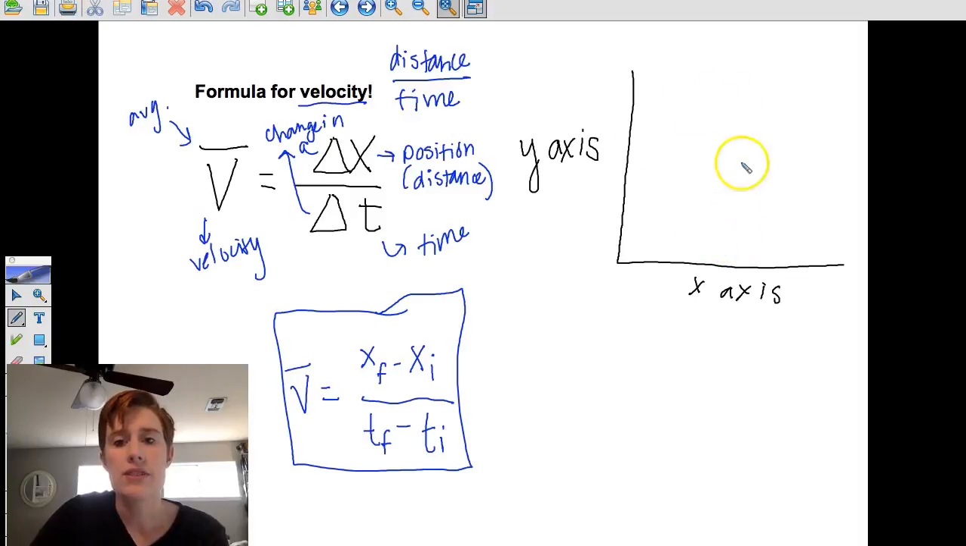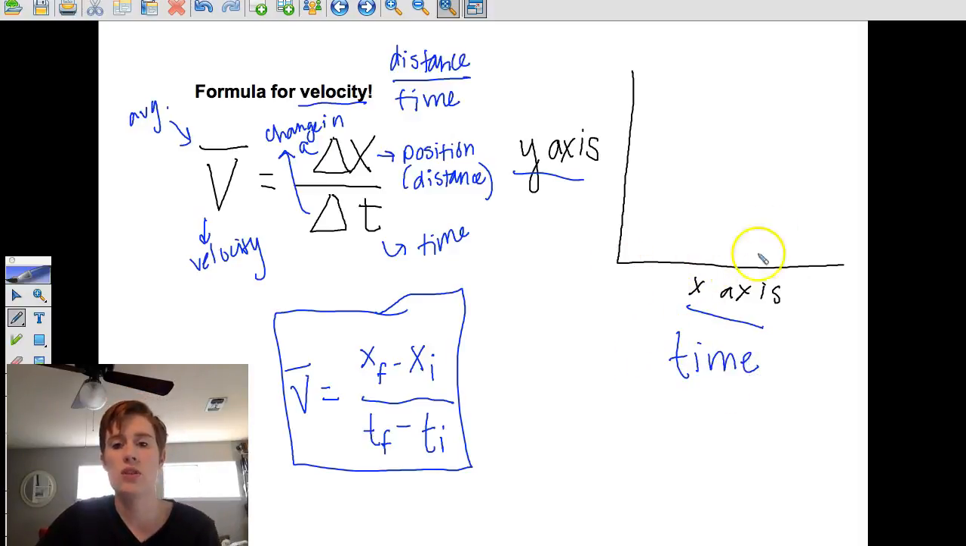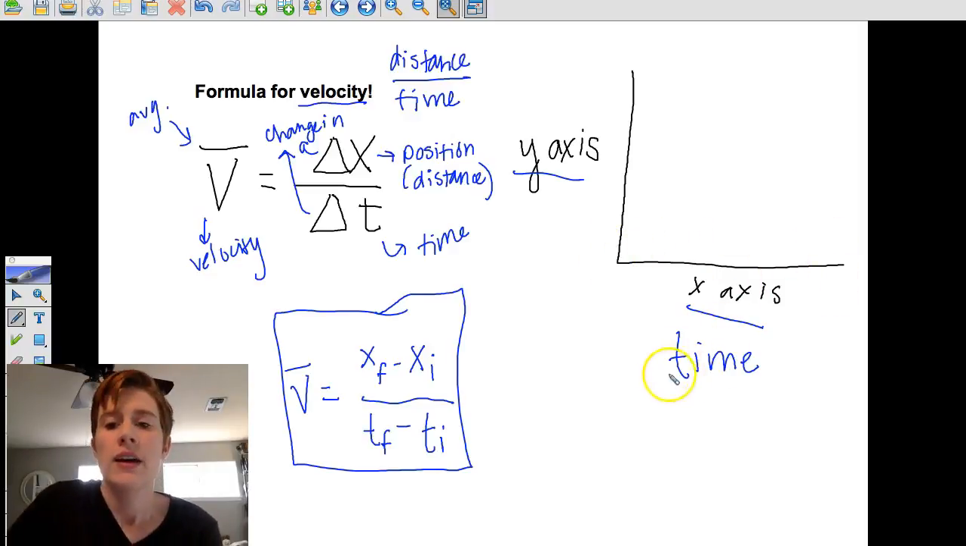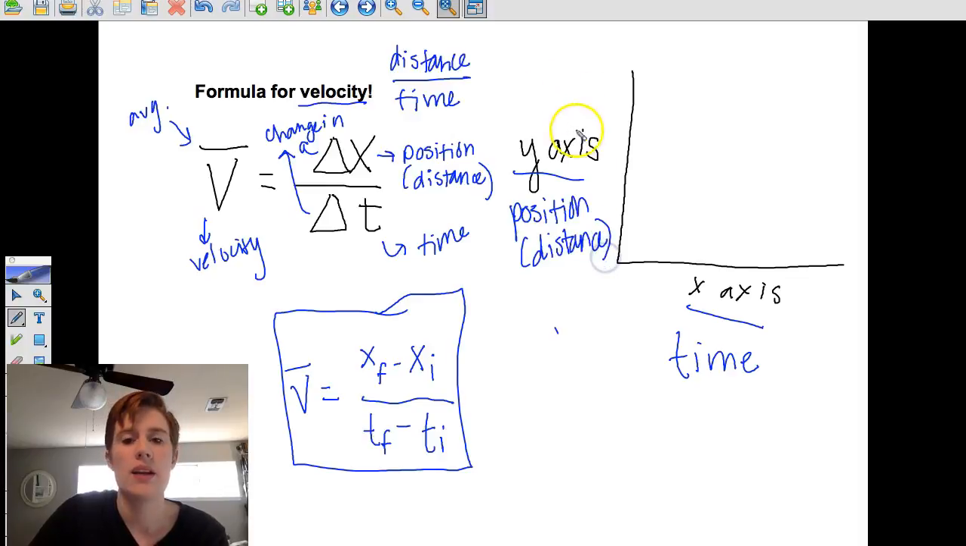Velocity can be graphed on a y-axis, x-axis graph like this. You have to memorize what's going to go on the y-axis and what will go on the x-axis. In physics, time will always go on the x-axis, all the time. This is the horizontal line. Time is on the horizontal line. And then your position or your distance is going to be plotted on the y-axis, okay?